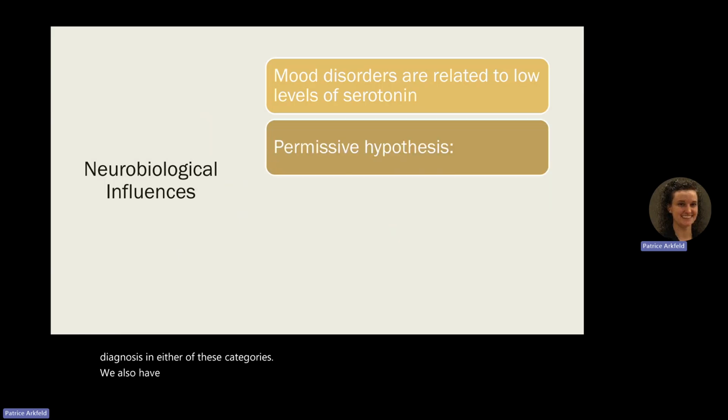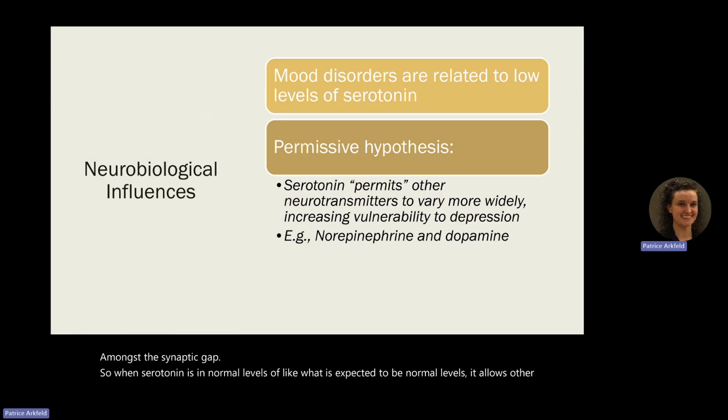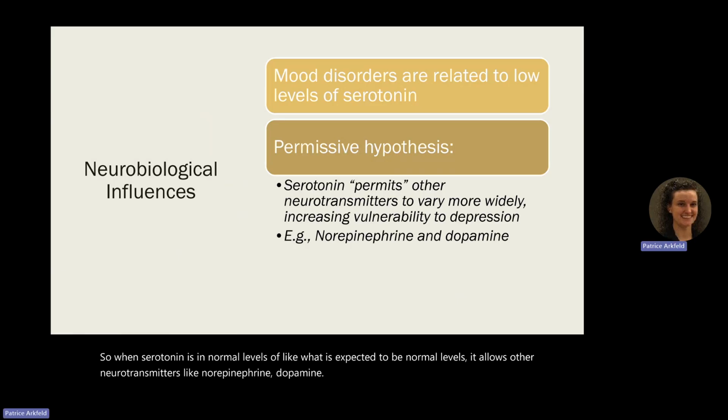We also have this thing called the permissive hypothesis, which relates to serotonin specifically. It says that serotonin is the neurotransmitter that permits other transmitters to really disperse themselves amongst the synaptic gap. So when serotonin is at what is expected to be normal levels, it allows other neurotransmitters like norepinephrine, dopamine, oxytocin, acetylcholine to vary more widely across the entire neurotransmitter system. But when serotonin is in low volume, we don't get as much of those other variations. So the other neurotransmitters aren't permitted to act as often.